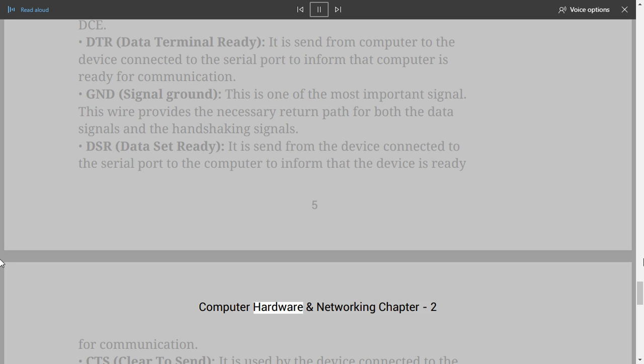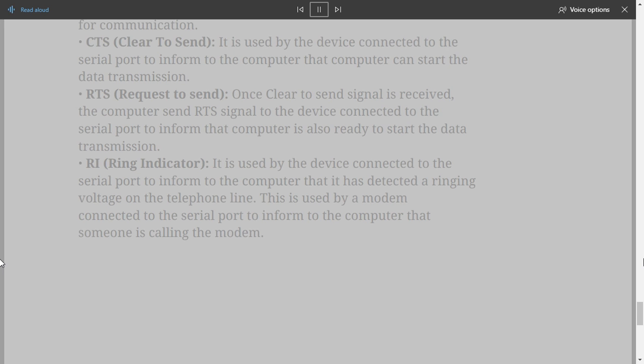Computer Hardware and Networking, Chapter 2. CTS, clear to send. It is used by the device connected to the serial port to inform the computer that the computer can start the data transmission. RTS, request to send. Once the clear to send signal is received, the computer sends the RTS signal to the device connected to the serial port to inform that the computer is also ready to start the data transmission.